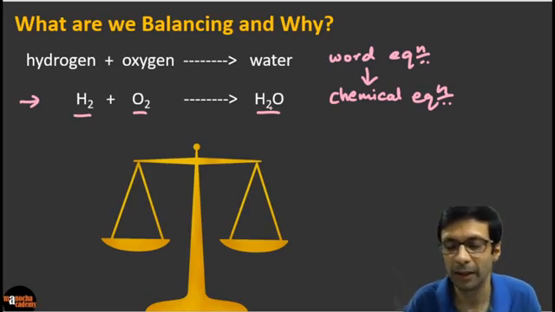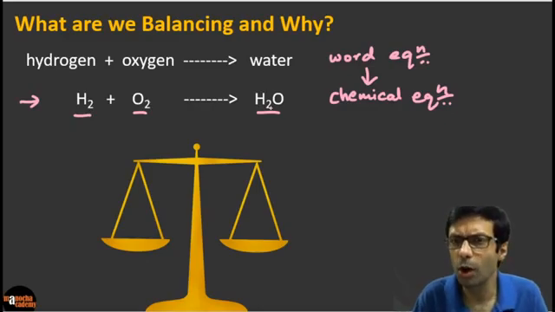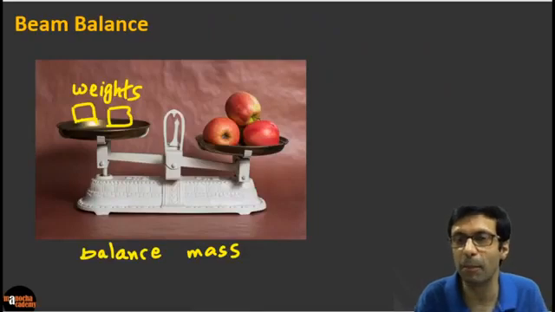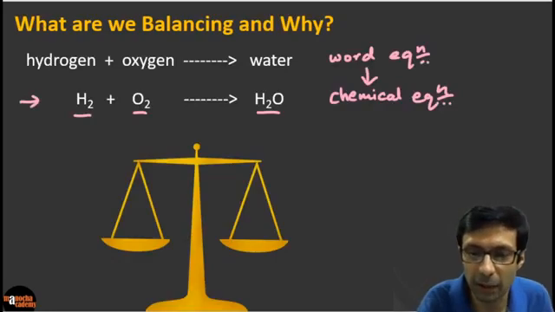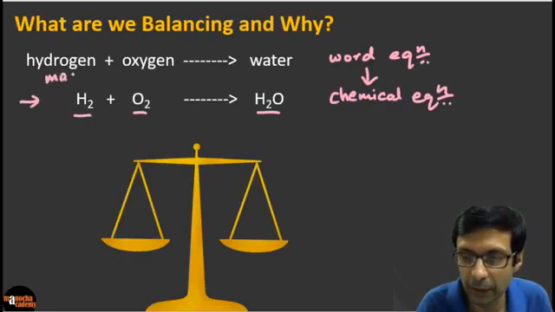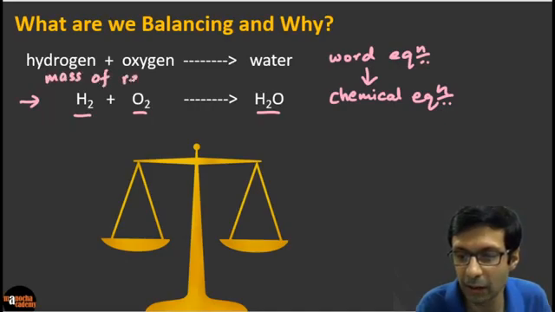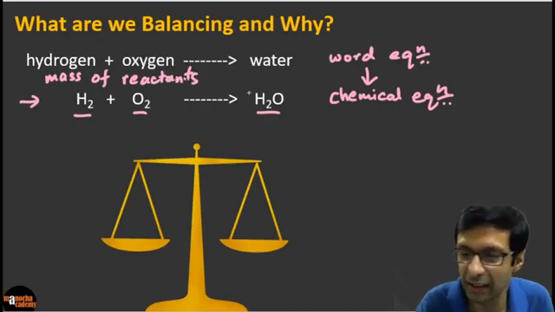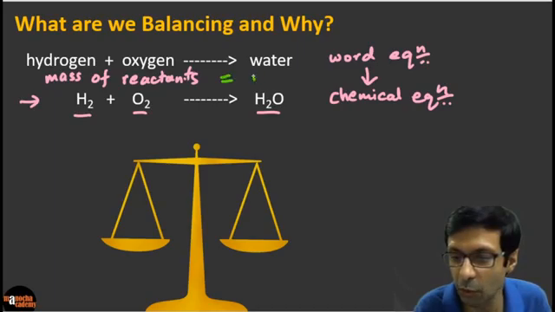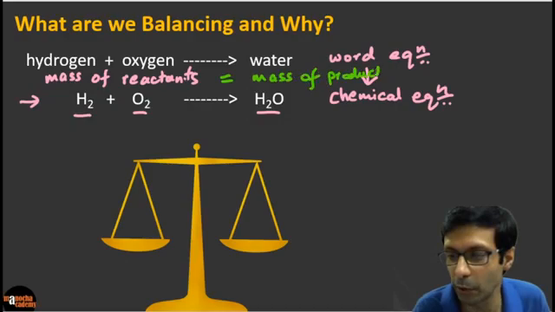I'm sure all of you have seen this. Now, one important thing is, what are we trying to balance and why? Just like the fruit seller is trying to balance the mass of the apples and the weights, here we are trying to balance the mass of the reactants. And what are the reactants? The ones on the left hand side. Hydrogen and oxygen are the reactants, and we are trying to balance that, so that it equals the mass of the products. That's our goal. And what is the product here? The one on the right hand side, water.